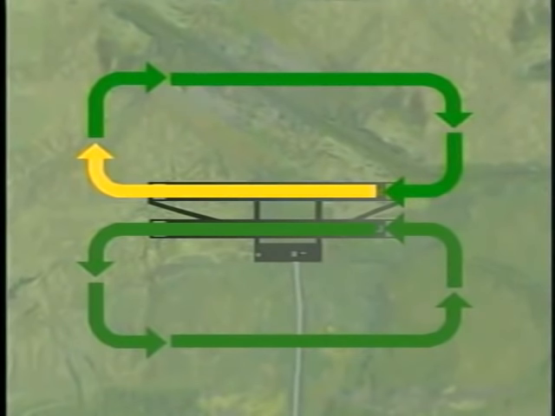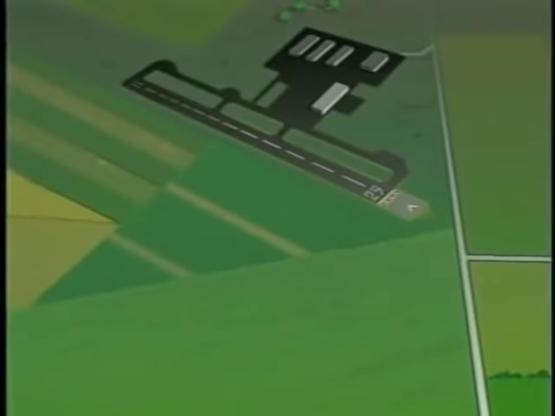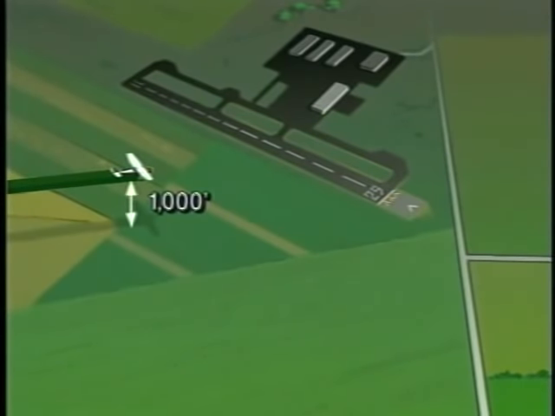Now that you have an understanding of the basic left-hand traffic pattern, let's look at how to use it. Most entries into the traffic pattern are made by intercepting the downwind leg at a 45 degree angle to the midpoint of the runway. Before you reach the entry point, you should be at the traffic pattern altitude, which is usually 1,000 feet above the airport elevation.